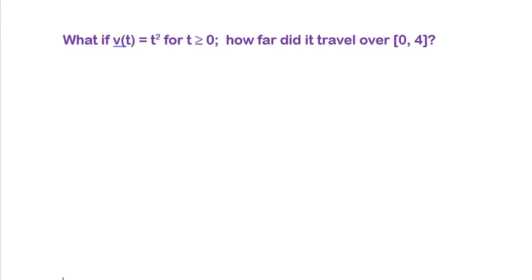Okay, so now we're going to make the problem even more complicated. So not just geometry type formulas to figure out areas. So what if our velocity equation looked like t squared? So it looked like a parabola for t greater than 0, because obviously time's not going to be negative for our situations. How far did it travel over 0 to 4? From time 0 to time 4, obviously the first 4 hours, whatever that situation is.